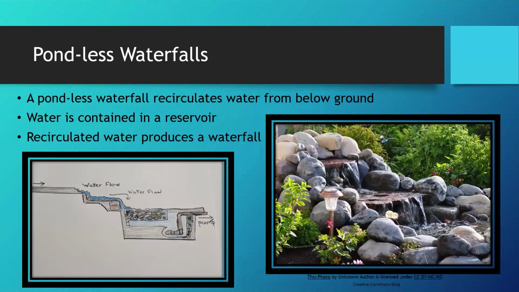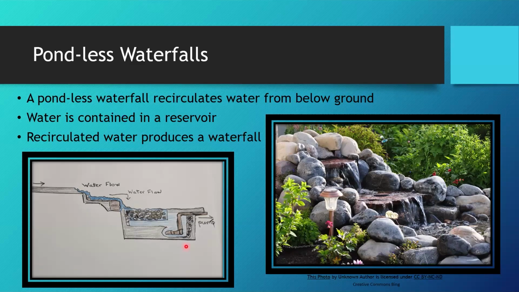Pondless waterfalls. On the right here is a stunning pondless waterfall surrounded by flowering plants and looking very natural in this environment. Interestingly enough, it cascades down this lovely waterfall and kind of collects here, but then just disappears into the ground to be circulated back to the top.